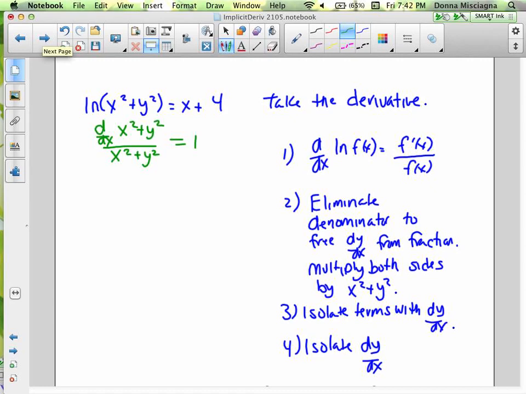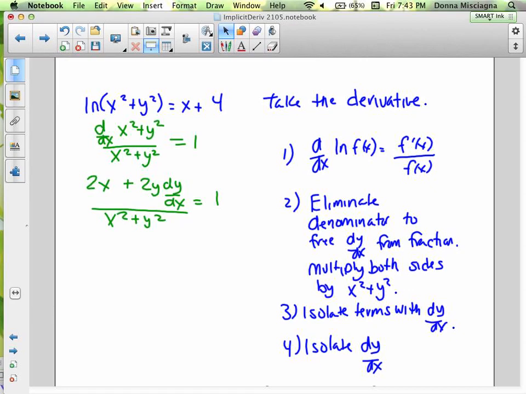So we're going to have the derivative of x squared is 2x. And it's only a chain rule for the y squared, actually. So when I said chain rule, it's just the y squared. Derivative of y squared, 2y dy/dx, all over x squared plus y squared, and that whole thing equals 1. Well, now our dy/dx is stuck inside a quotient. So we're going to have to get rid of the denominator of that fraction. As it says in step 2, eliminate the denominator to free dy/dx from the fraction. We're going to multiply both sides by x squared plus y squared.